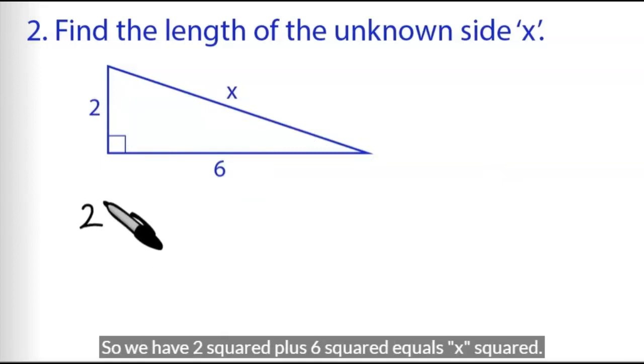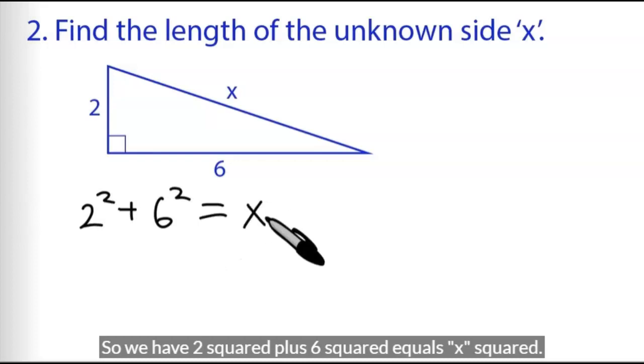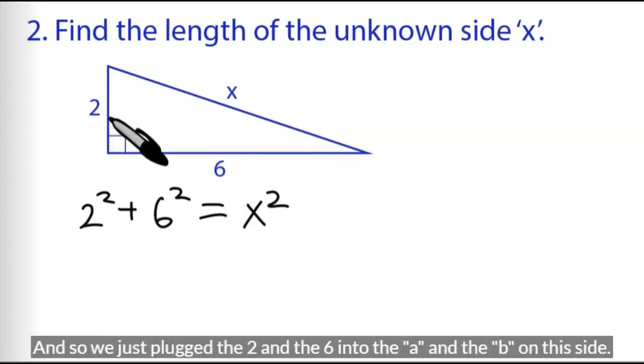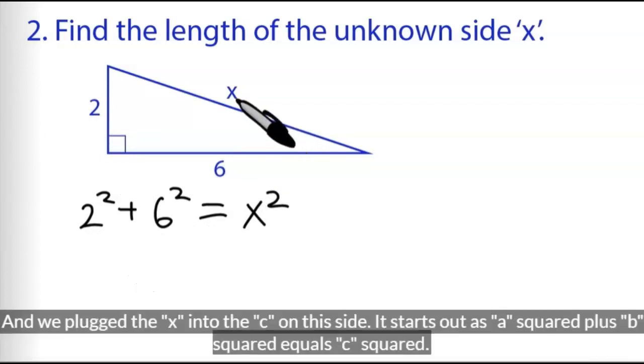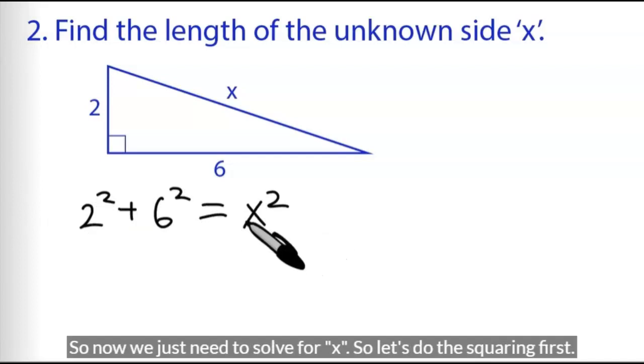So we have 2 squared plus 6 squared equals x squared. And so we just plug the 2 and the 6 into the a and the b on this side, and we plug the x into the c on this side. It starts out as a squared plus b squared equals c squared. So now we just need to solve for x.